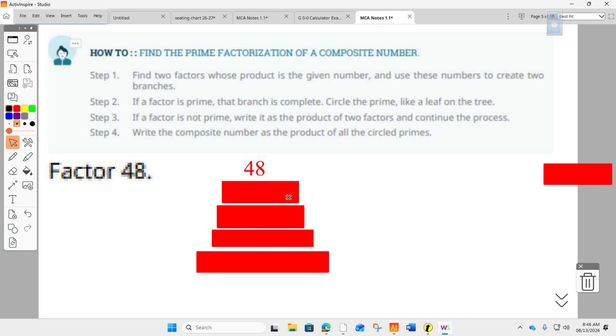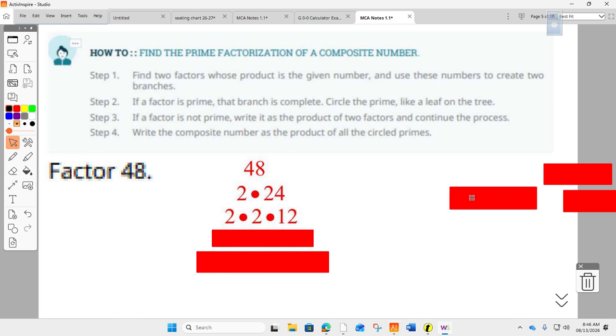So if I'm going to break this down into 2 times 24, I could have done 3 times 16, right? I could have done 6 times 8. I don't have any prime factors there yet, but that would be okay. We can just keep working down the branches in the tree. So now 2 is prime, so I know that 2 has to come down, but now I've got a factor of 24. So I'm going to break 24 down into 2 times 12. I could have done 4 times 6, right? 3 times 8, that would have been okay. More than one way to do this.